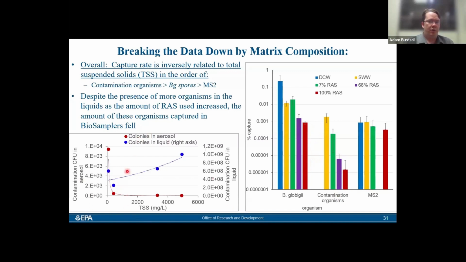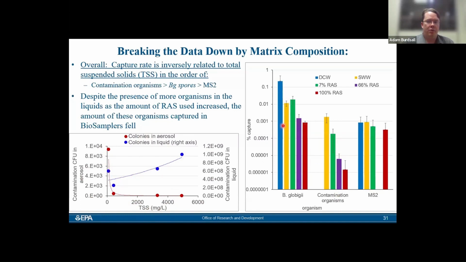Now, this pattern also made me want to take a closer look at the contamination organisms. In the figure over here to the left, you can see that the number of contamination colonies found in the aerosol decreased radically when the total suspended solids increased, despite the fact that the liquid in the reactor apparently contains more of these organisms.